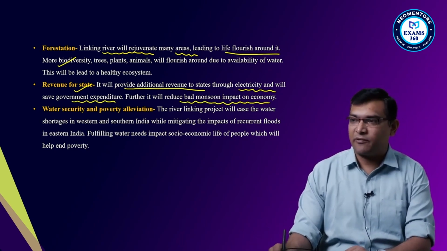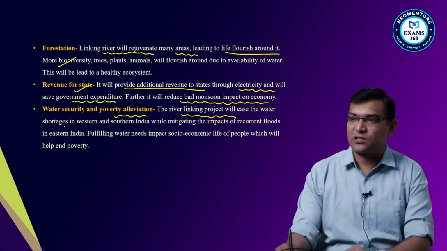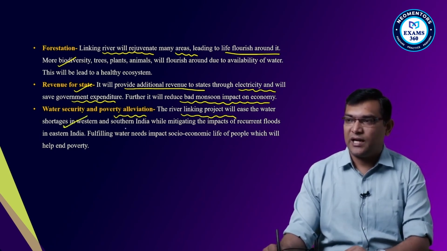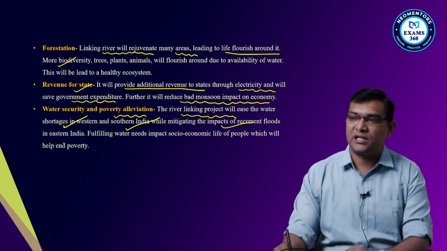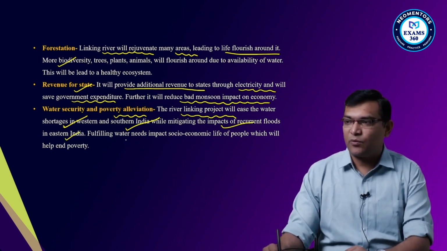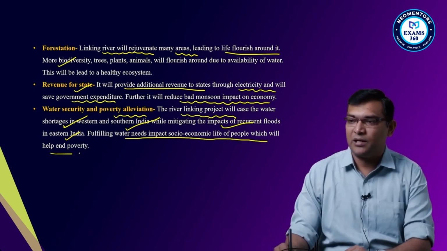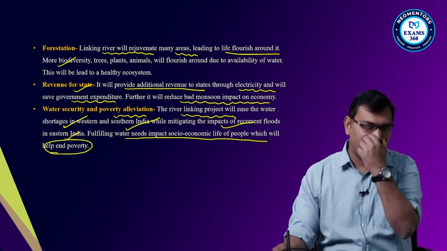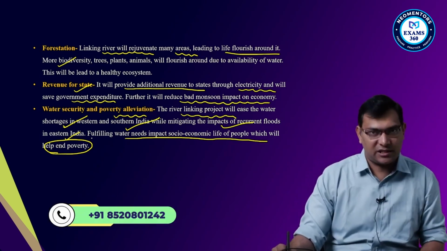Water scarcity and poverty alleviation. Wherever the linking of rivers is done, it aids the water shortages in western and southern India while mitigating the impact of floods in eastern India. Fulfilling water needs impacts the socio-economic life of the people, which helps in ending poverty. So it will also help with water scarcity, security and poverty alleviation.